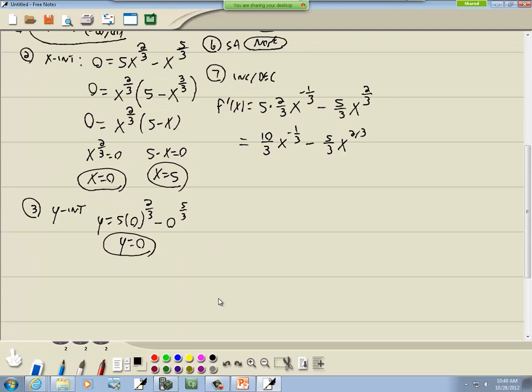Okay. Now, it's interesting. There. I've shifted things to try to get my pen working. Okay. Put the x to the negative 1/3 downstairs. It becomes 10 over 3x to the 1/3 minus 5x to the 2/3 over 3. Now we want to get a common denominator, which would be 3x to the 1/3.